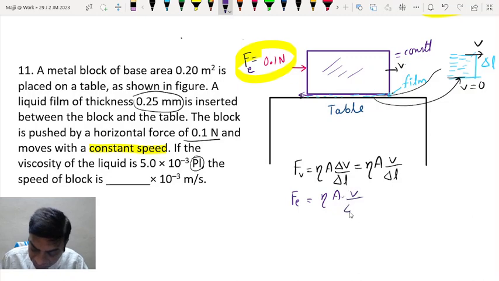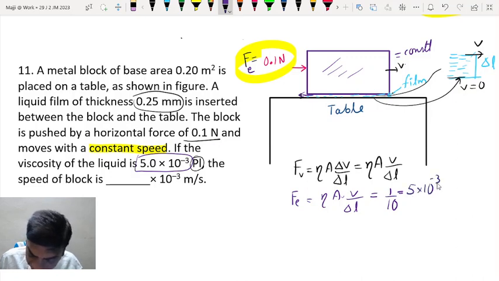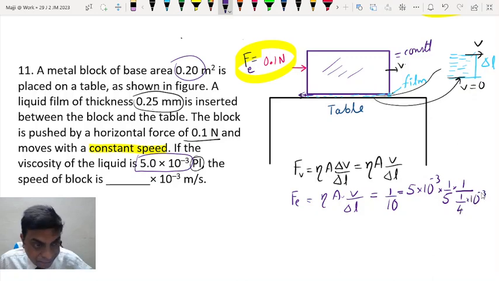So we have to substitute the values, that's it. So this is 0.1, I am writing it as 1 by 10. Eta is given as 5 into 10 power minus 3, so I have written it like this. Cross section area is also given as how much? 0.2, I will write it as 1 by 5. And distance, that is the length, is 0.25 mm. 0.25 is 1 by 4 millimeter. Milli means 10 power minus 3.